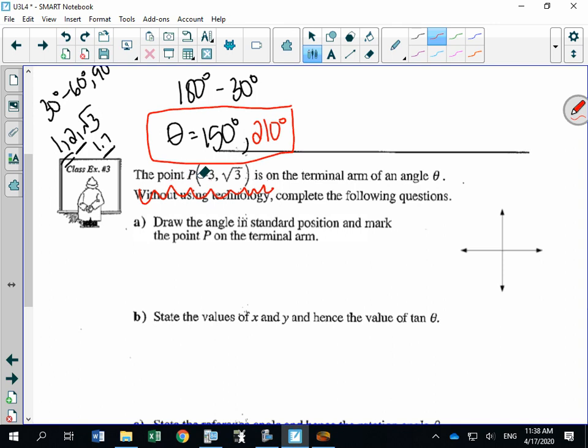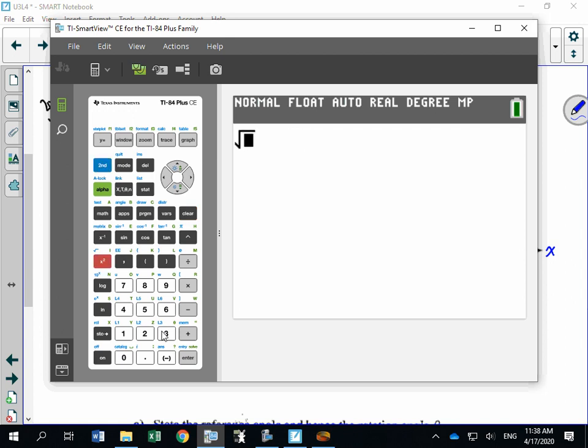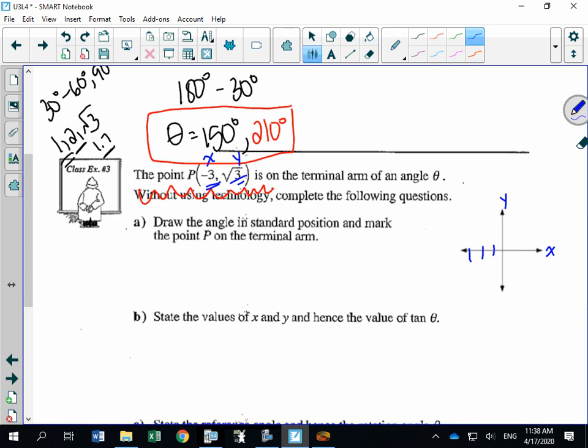Point P has these coordinates and is on the terminal arm of angle theta. So we know that this gives us a coordinate of x and y. They want my x value to be negative 3, and my y value is root 3. Just to show you on your calculator where root 3 is, remember that root 3 is approximately 1.7. So 1, 2, I'm just going to put a dot right there. That point is at negative 3, root 3.